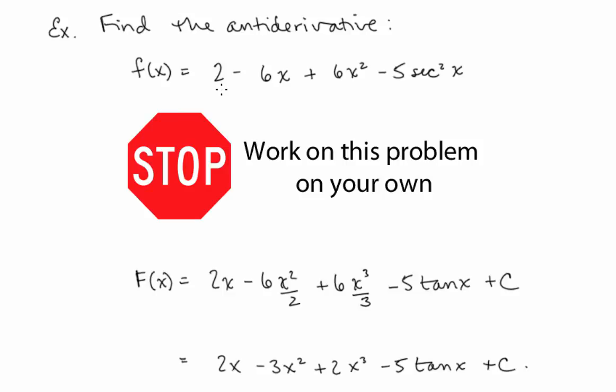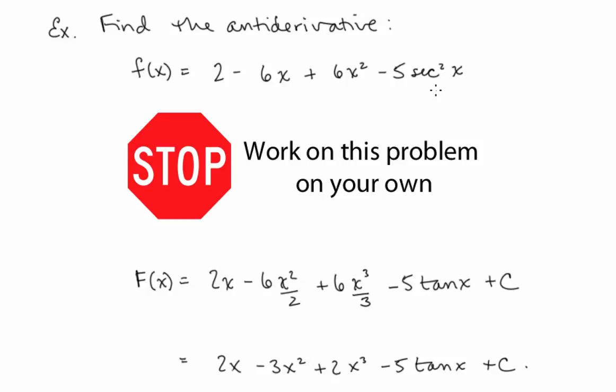The antiderivative of 2 is 2x. Remember, because the derivative of 2x is equal to 2. The antiderivative here is 6 times x squared over 2, so we have a minus 6x squared over 2. Here again our 6 comes down and we have x to the third over 3.